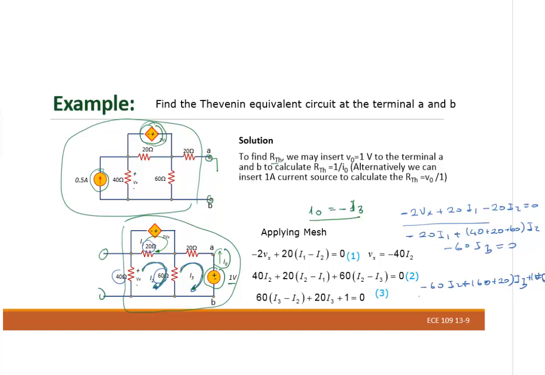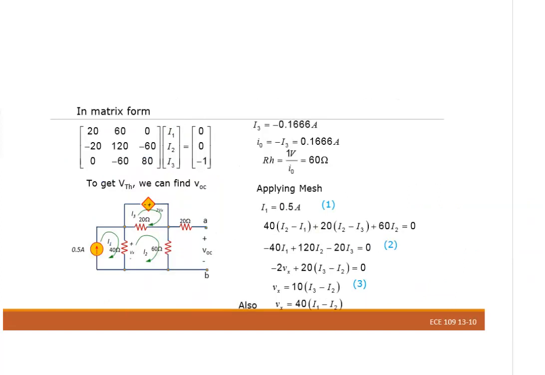Okay, so we have three equations, three unknowns. We can put them in matrix form and find I3, then we can find I0. When we find I0, it is 0.166 ampere. We know V0, which is 1 volt, so we can find RTH equal to V0 divided by I0. That's why we have 60 ohms.